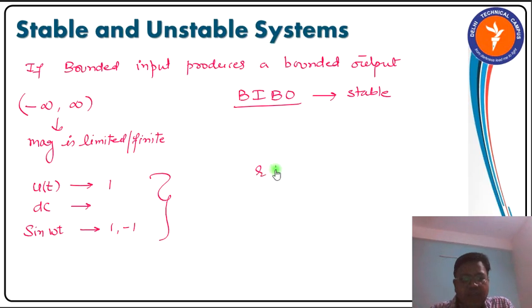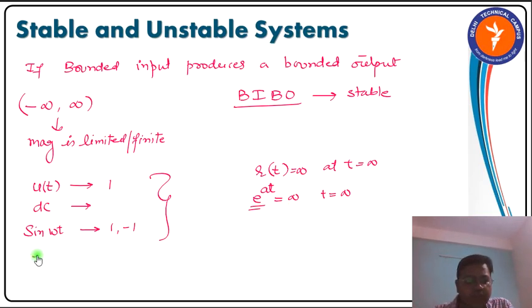And if I see r(t), I know at t equal to infinity, r(t) is equal to infinity. So r(t), that is the ramp signal, is an example of an unbounded signal. Similarly, if I check e raised to the power at, for a positive, at t equal to infinity this will become infinity. So it is also an example of an unbounded signal.